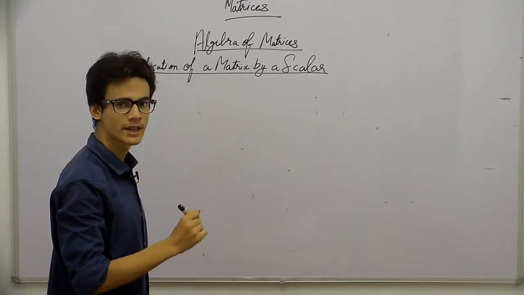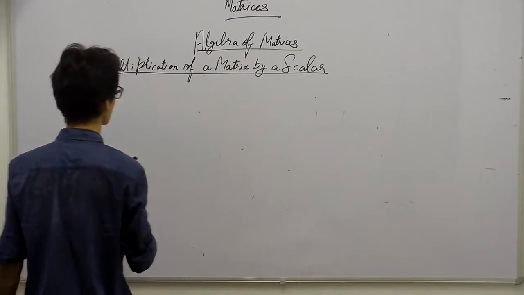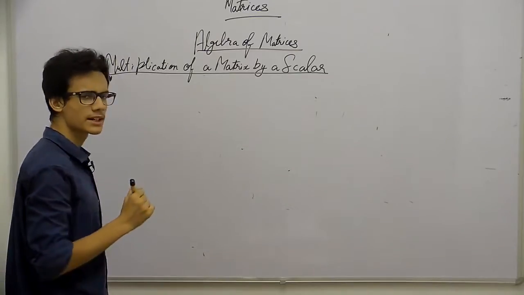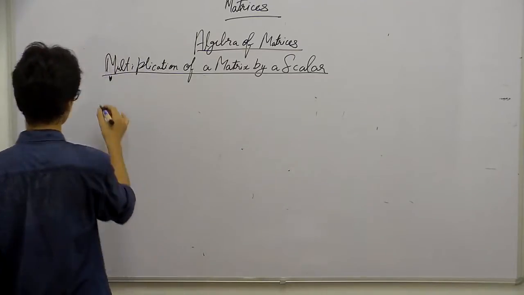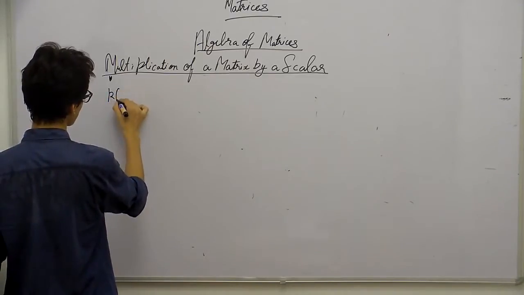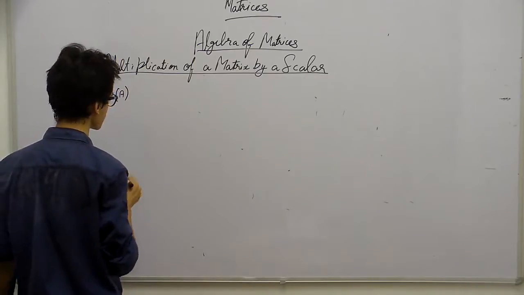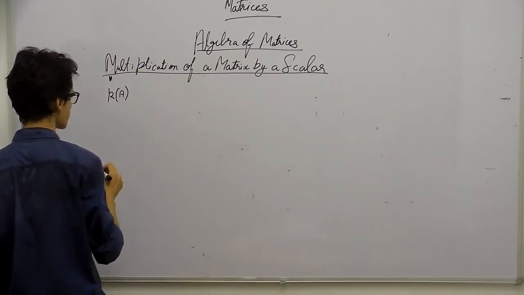Multiplication of a matrix by a scalar. What do we mean by multiplying a matrix by a scalar? If we have a scalar k and we multiply it by a matrix A, what do we get? That's what we are going to learn now.